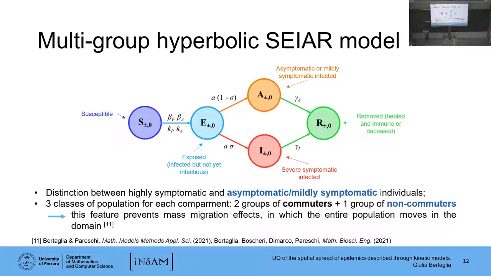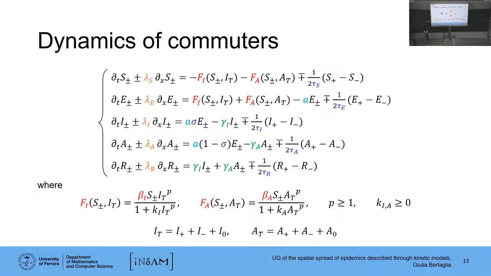So we do not consider only two commuting groups that are moving in opposite directions in our domain, but also an additional group of non-commuters, which prevents mass migration effects, which are totally unrealistic. Indeed, we know that the majority of people will just stay in their origin location without moving over large distances. Just commuting people, who move for work or for studies, will move in their domain.